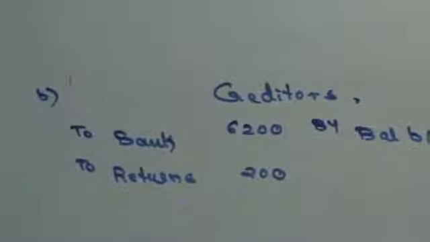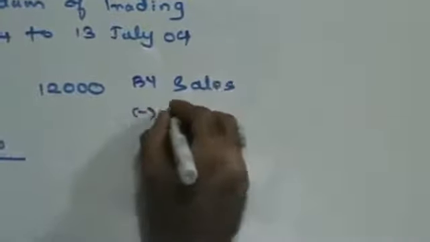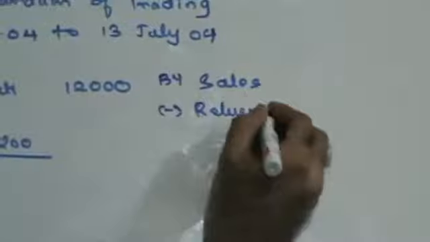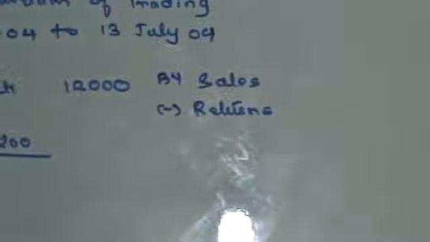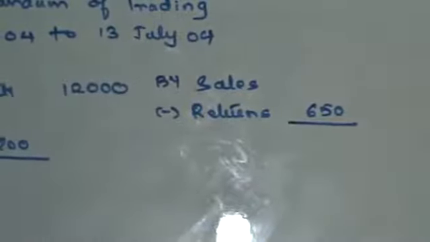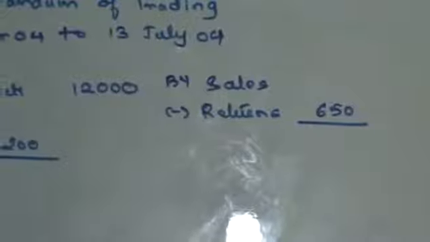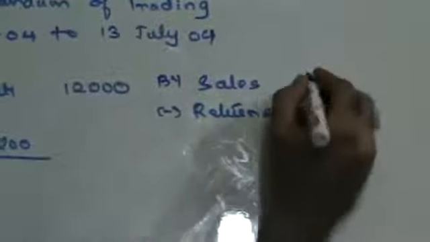Next, returns inward. You must have sold, people are returning back to you. This is sales return. So sales less returns. Sales return is given to you as 650. Since we are not making debtors account, I don't need to make a second effect of this. Next, sales is 11,000.